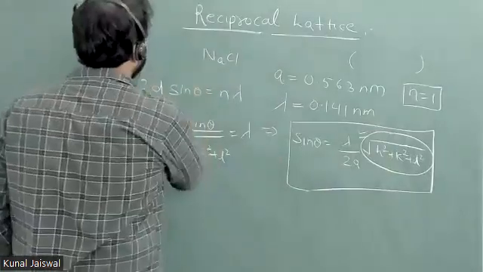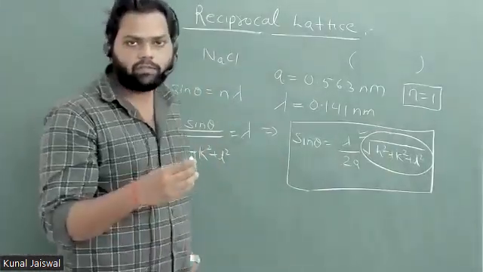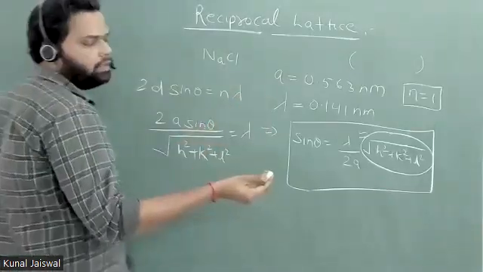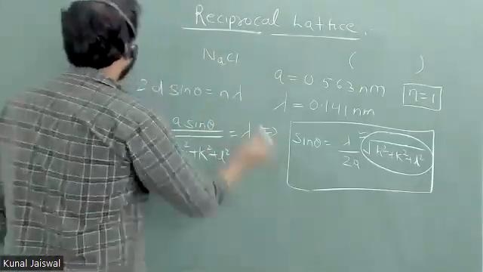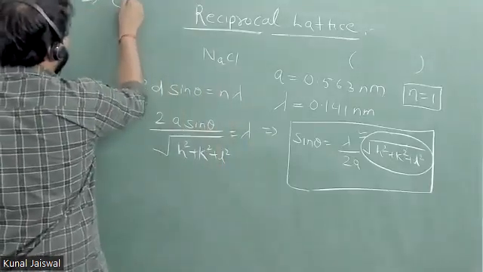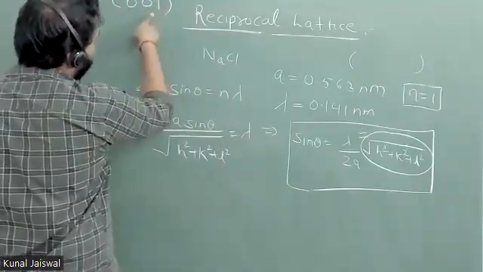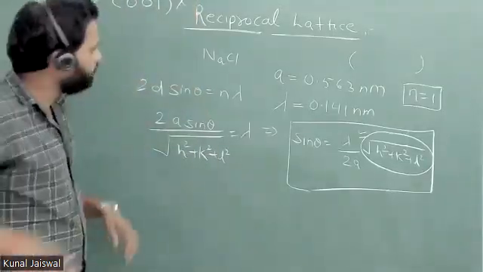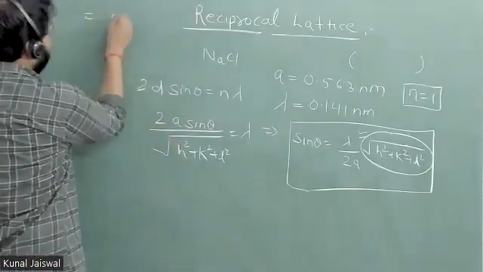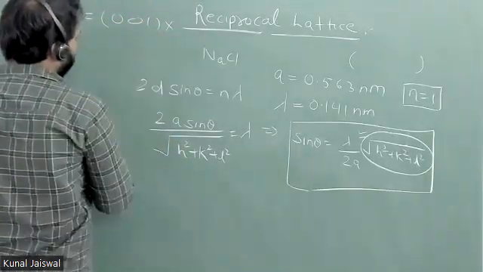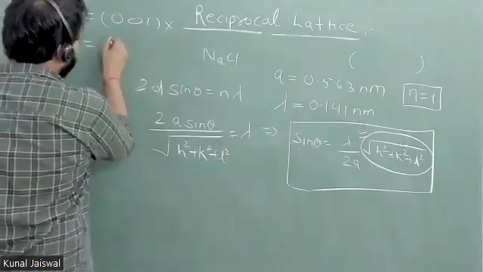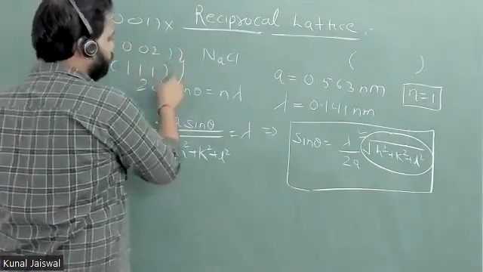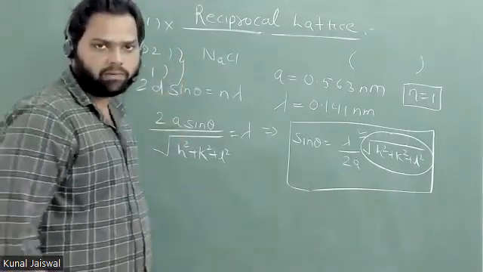What are the conditions of NaCl? This follows the same rule as face centered cubic, FCC. Okay, so either all should be even or all should be odd. Okay, so 0 0 1, can this be possible? No, 0 0 1 cannot be possible. Okay, because this is a mixed state. 0 0 1 cannot be possible. So our next candidate is either 0 0 2 or 1 1 1. इन्हीं दोनों में से कोई होना चाहिए, right?